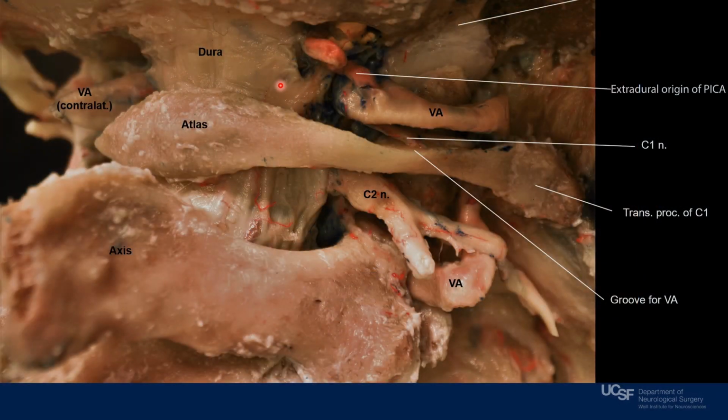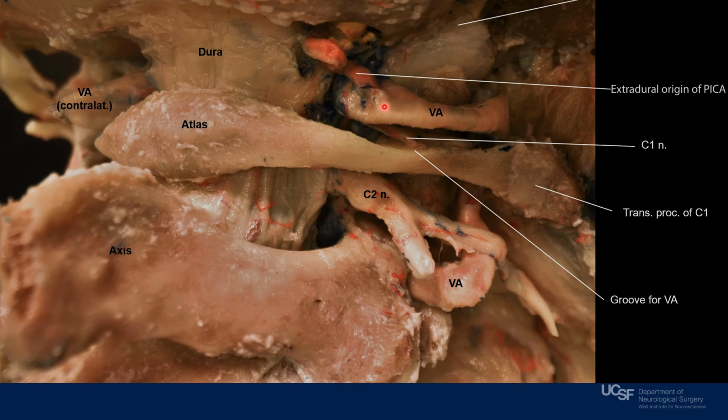This is a posterior view of the craniocervical junction. We see the posterior arch of atlas, the bifid spinous process of axis, the transverse process, this long transverse process of C1, the V3 segment, and we also see anterior to the V3 segment, this horizontal portion, we see the nerve root of C1, or the suboccipital nerve.